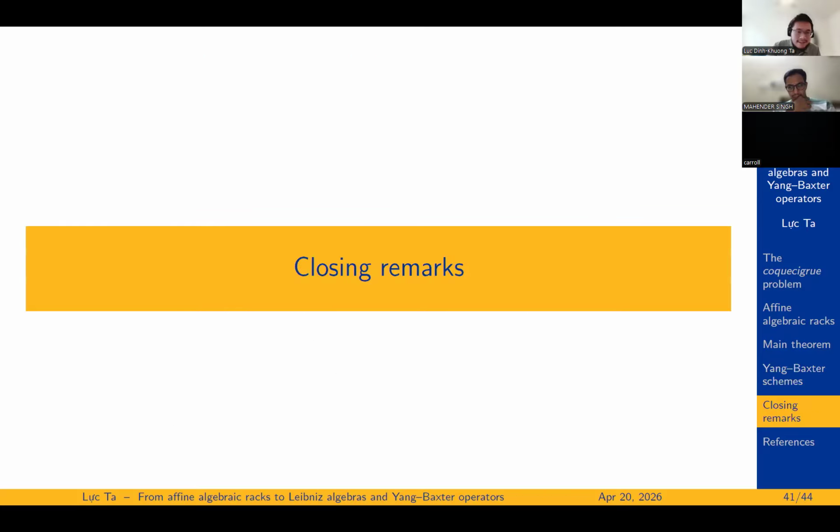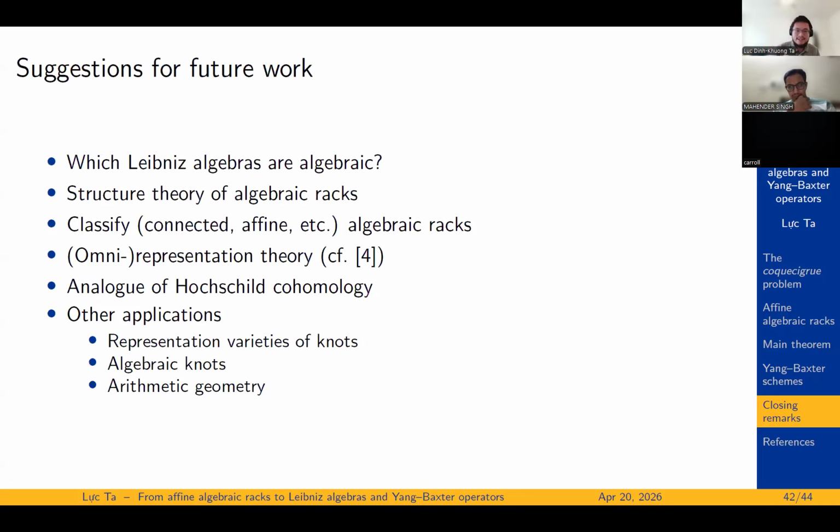Okay, and finally, closing remarks. Here are some suggestions for future work. I already mentioned that there's an interesting question of what stuff from the theory of affine algebraic groups and Lie algebras can be generalized to affine algebraic racks and Leibniz algebras. In particular, we can ask which Leibniz algebras are algebraic. In other words, for which Leibniz algebras does there exist an affine algebraic rack whose tangent space is that Leibniz algebra? This is already a hard problem for Lie algebras, but now it becomes even more interesting for Leibniz algebras.